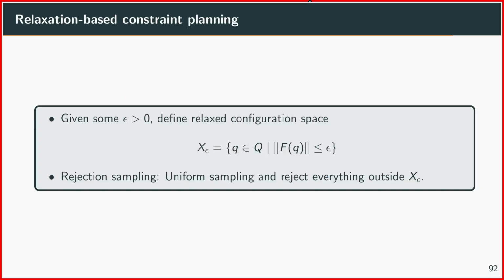And so the definition here is basically that instead of having this X space, which is equivalent to 0, you now replace it by something where the constraint value is smaller or equal to some epsilon. And sampling is very simple. You just do uniform sampling and you reject everything outside of X epsilon. And this is basically the same as you would have done before, where you had, for example, something inside of an obstacle.